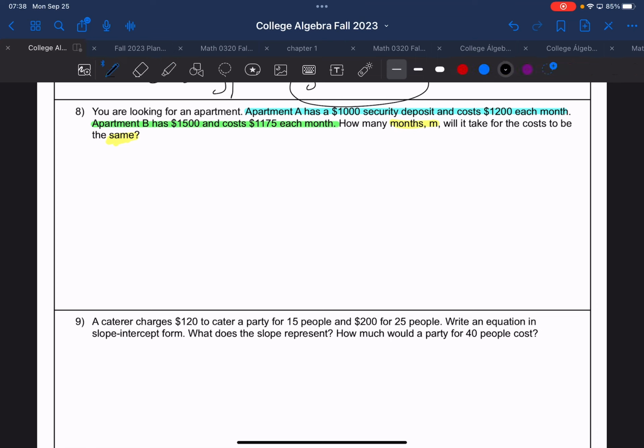So what would be the equation for apartment A? Good, 1,000, that's our security deposit that you pay one time, plus 1,200 a month, and we say month is M. What about equation B? $1,500, because that's our security deposit, plus $1,175 M. Okay, it's looking for the same, so we set them equal to each other.